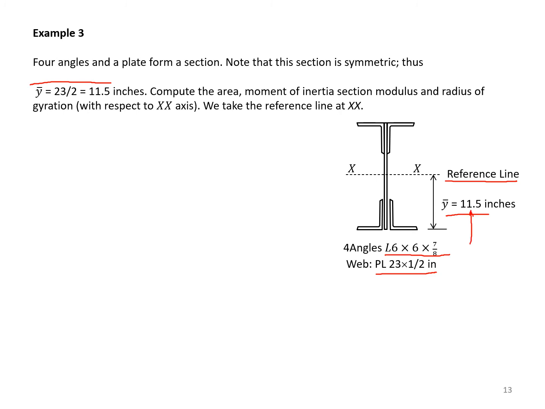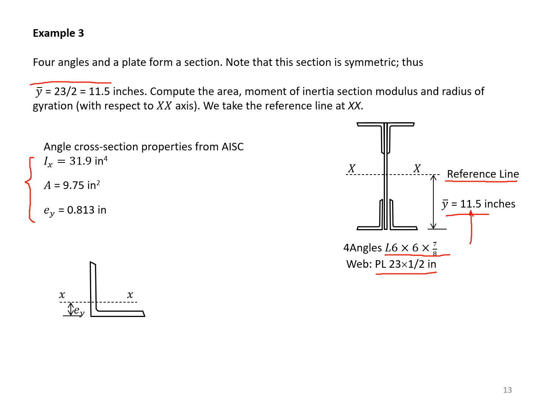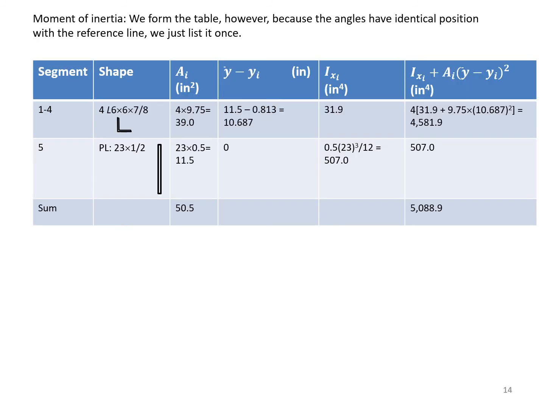All right, so we don't need the first table, but we need to get the information for this angle from the AISC, and we list those things from the AISC table. And now here I'm also showing the shape of this angle. Recall that EY is 0.813. Now we see how this EY gets into the picture. So we only have one table, and that's for the moment of inertia.